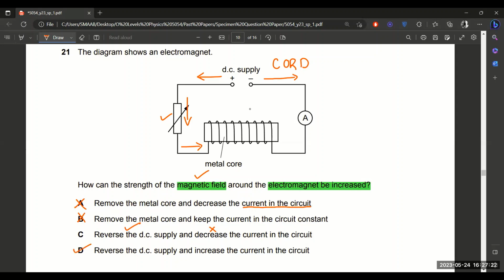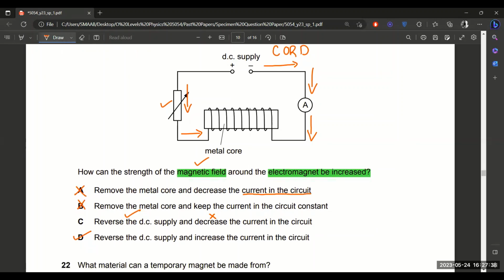Reverse the DC and increase the current. So we need the current to flow from the right hand side. That is the right option, and increase the current to increase the strength of the magnetic field. So that is the right choice for question number 21.